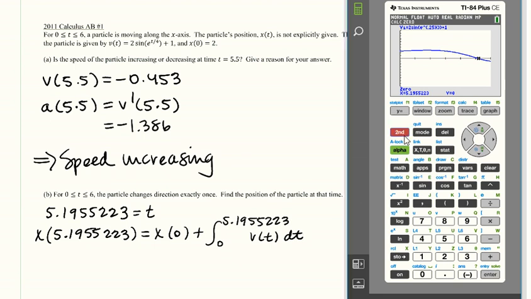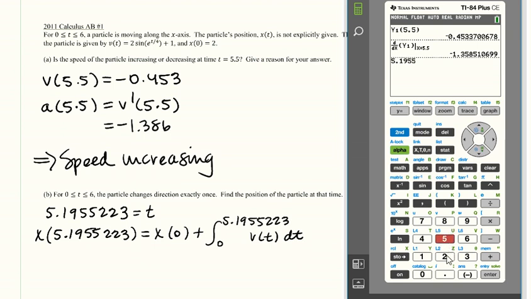Okay, so I'm going to go over here. And I don't think I'm going to need it because I'm only doing parts A and B, but it's possible that you would need this t value for more than just this problem. And if that were the case, you would want to put 5.1955223, and we would want to store that in for, like, say, A. Okay, now when you say A, I'm thinking 5.1955223. And then I'm going to do this integral.